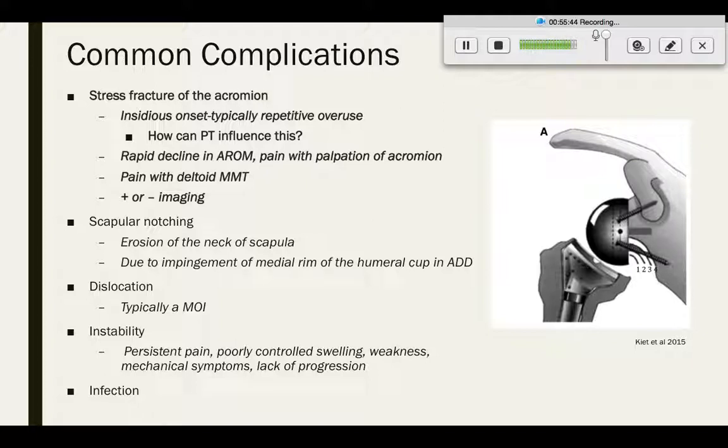Dislocation, we've kind of talked about the ranges of that already. Again, typically there's a mechanism of injury for that. Instability, so instability without a dislocation, what does that look like? Persistent pain, poorly controlled swelling, again, weakness, any form of mechanical symptoms, a lack of progression. They'll be able to see it on imaging. It typically presents as like a lucency or kind of like a fuzzy image around the margins of the replacement on an x-ray. And then infection. Again, don't forget your signs of infection.